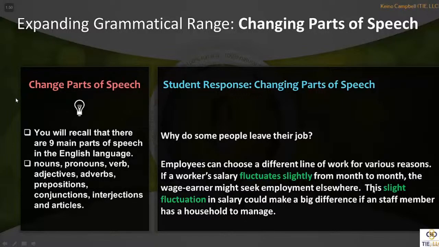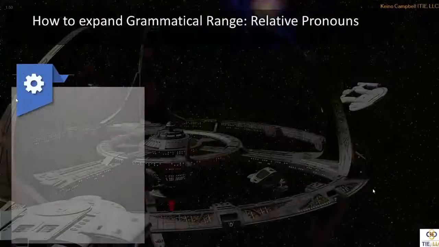When we talk about changing parts of speech, we're talking about going from "fluctuate slightly" to "slight fluctuation." That's impressive. Being able to do that within the context of the exam, showing how you can shift parts of speech, that's what we're talking about there.